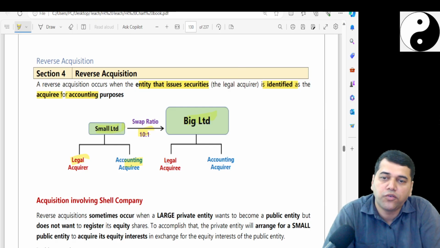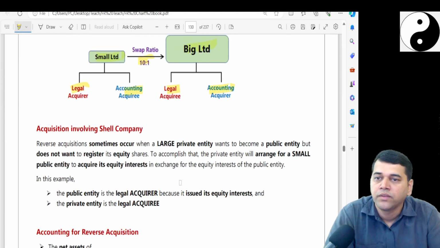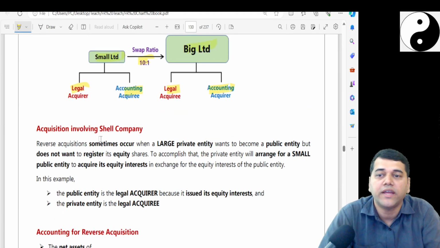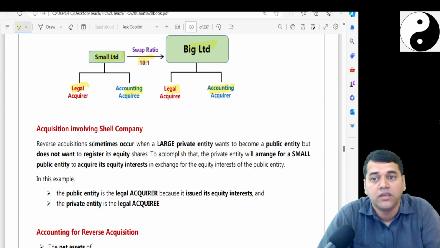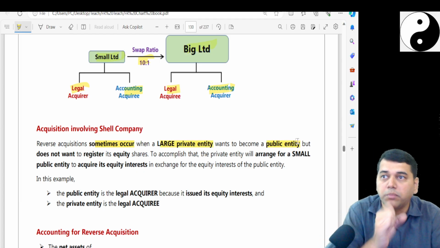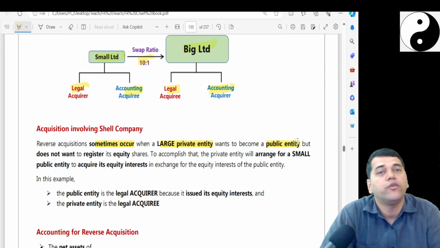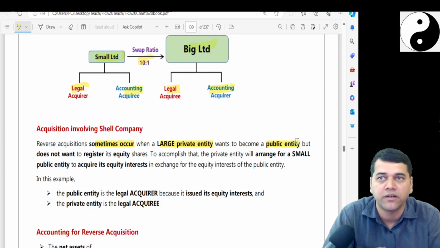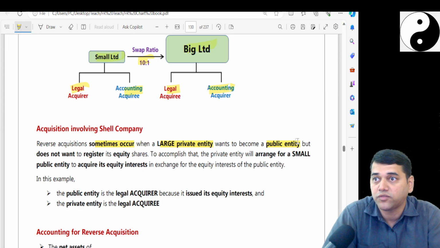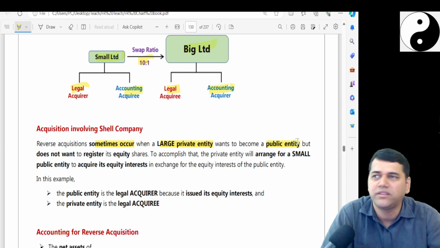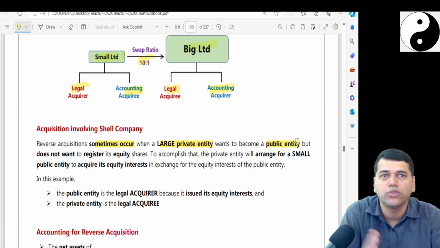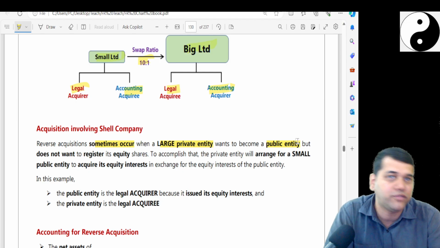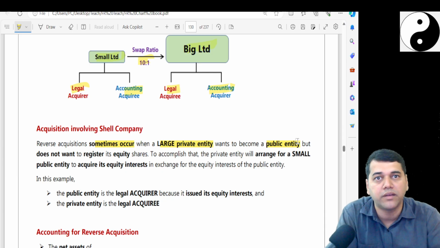Now that's why we have 4 new terminologies. Now this can take another form called acquisition involving shell companies. Reverse acquisition sometimes occurs when a large private company wants to become a public entity. Why? Because I want money. So from where do I get money? I will get money from the USA. Or say for example, I want to raise money through the stock exchange in India. But if I go to the stock exchange, there are very strict regulations for me. Quarterly reporting, this, that, so many things will come. You have to get yourself audited. Who is your owner? They will not permit me to get listed so easily. Because getting listed means getting money from the public.